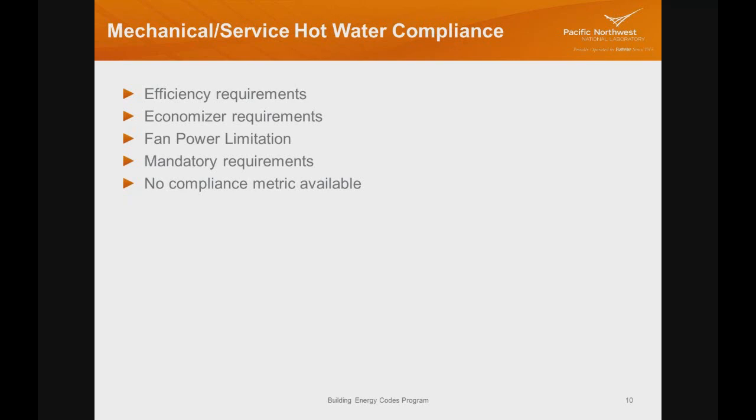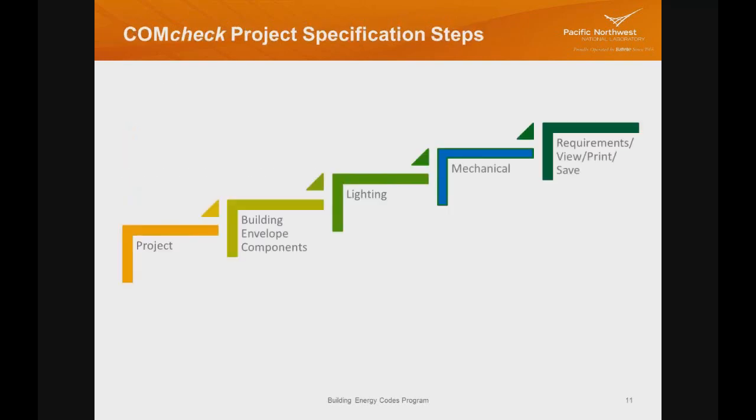There are also some other worksheet type requirements that we enable in the software. They relate to the economizer requirements, fan power limitations, and of course there's a long list of mandatory requirements that are purely qualitative in nature and are presented through the requirements tab, which I'll present downstream, and that show up in your inspection checklist.